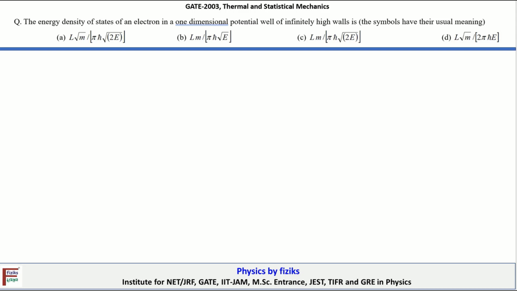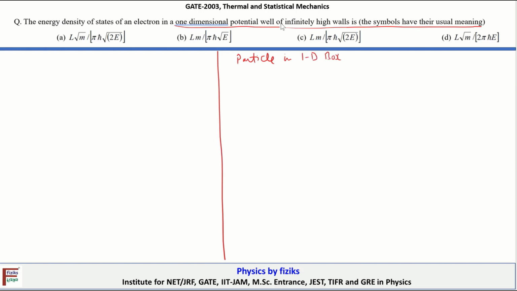So let's continue with the next problem. The statement is: the energy density of states of an electron in a one-dimensional potential well of infinitely high walls is given by, where the symbols have the usual meaning. Now here we are going to make use of the standard results that you might have learned in your classes, for the particle moving in a 1D box.